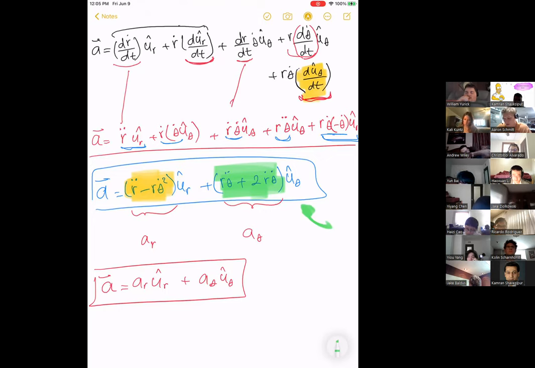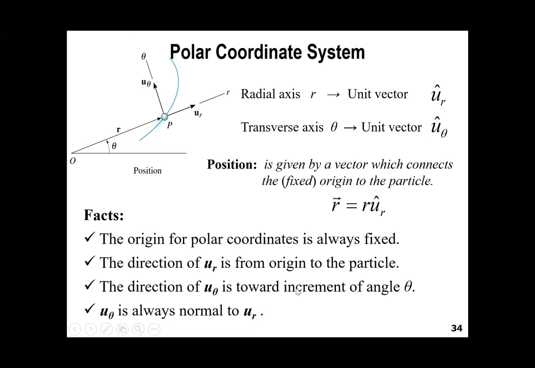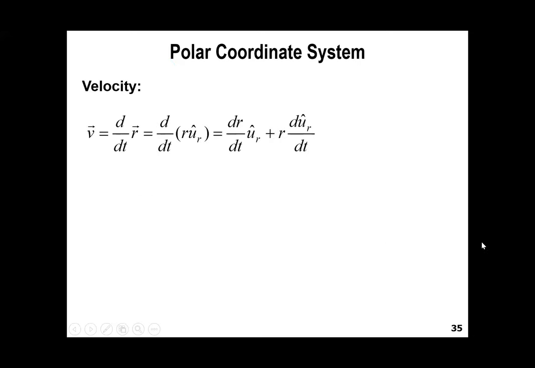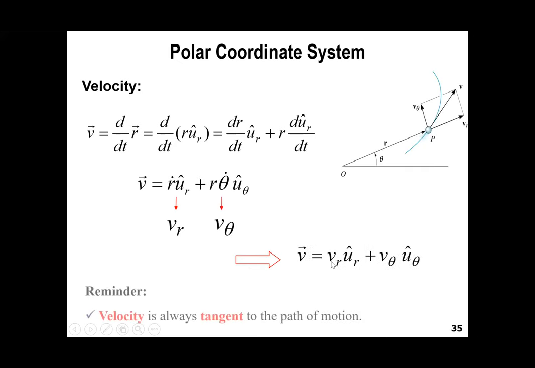Okay, let's go back to the slides. I have done the same much briefer in the slides, so you're going to see what happens. For the velocity, we get dr/dt. You separate them and you get this, vr, and this, v theta. The overall velocity will be tangent to the path. So that's the velocity part.